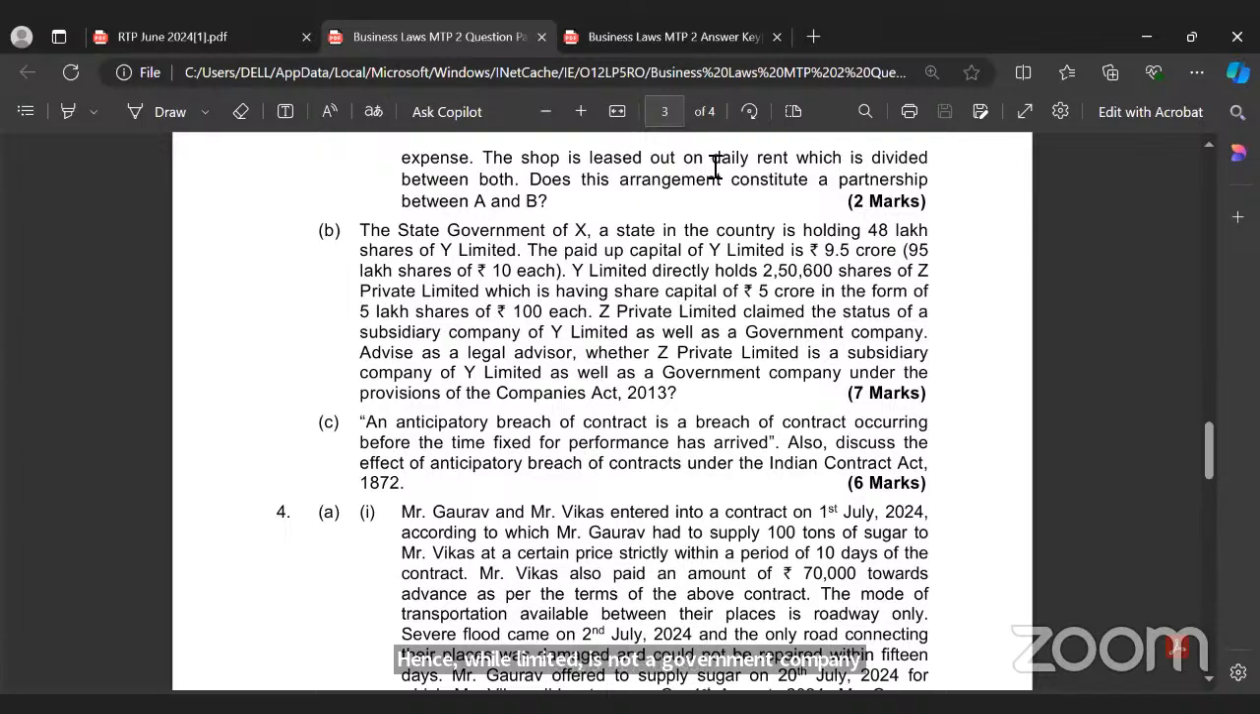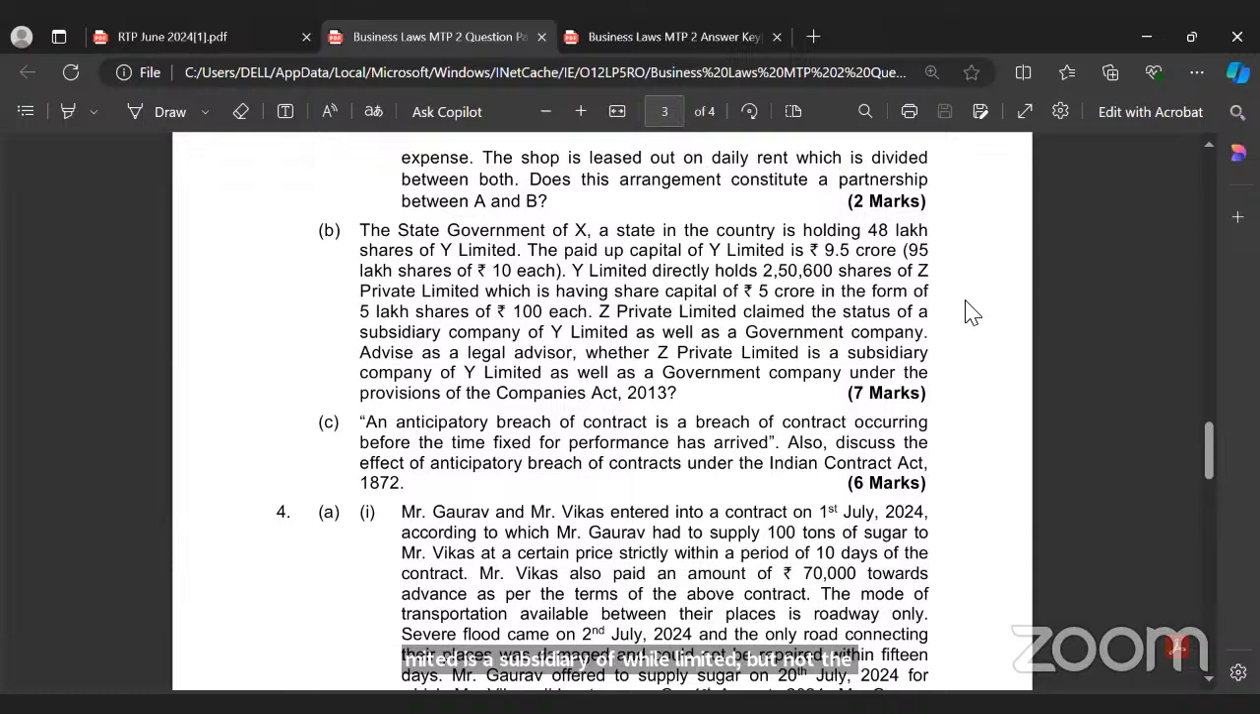Further, Y Limited directly holds 2,50,600 shares in Z Private Limited, which is more than one half of the total shares of Z Limited, that is 2,50,000 shares. Thus, the company controls more than one half of the total voting power of Z Limited. Hence, Z Private Limited is a subsidiary of Y Limited. Therefore, we can conclude that Z Private Limited is a subsidiary of Y Limited, but not a government company, since Y Limited is not a government company.